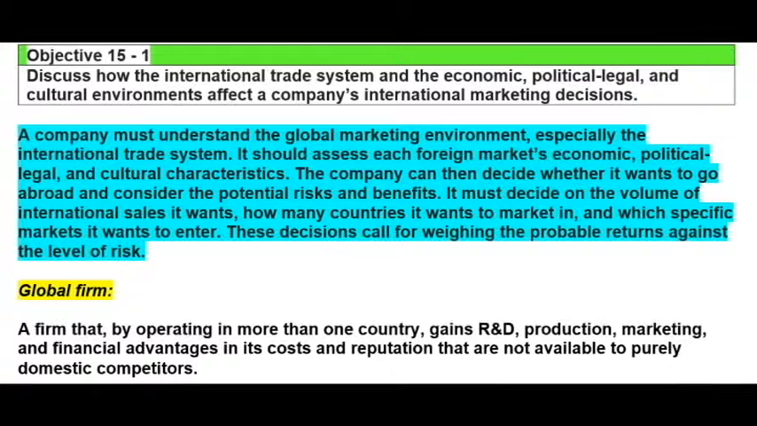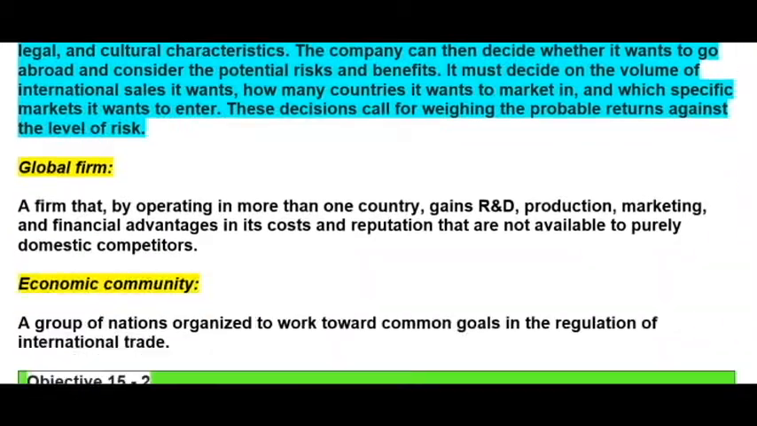It must decide on the volume of international sales it wants, how many countries it wants to market in, and which specific markets it wants to enter. These decisions call for weighing the probable returns against the level of risk.